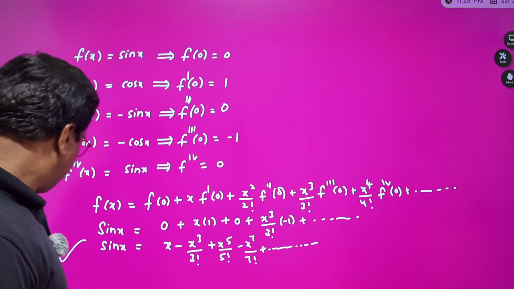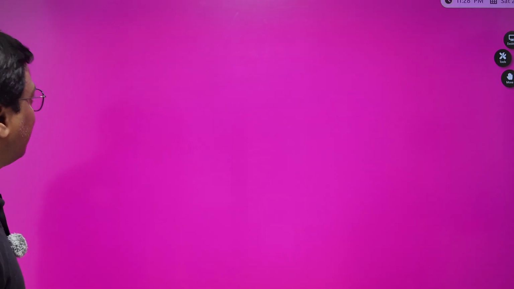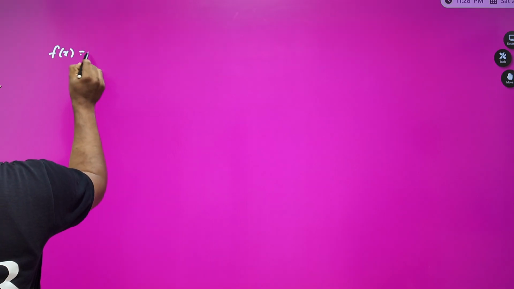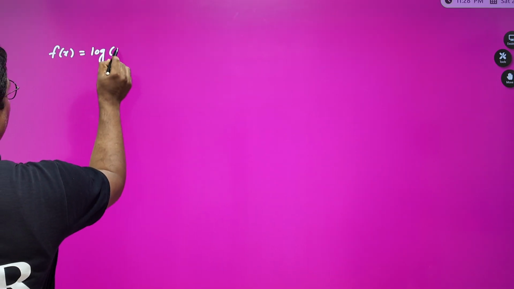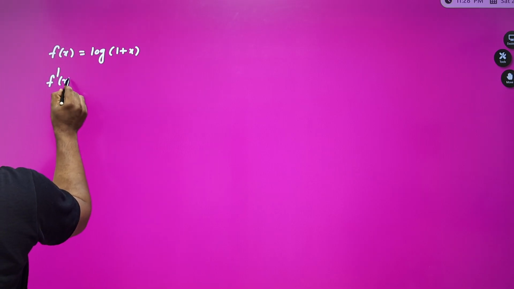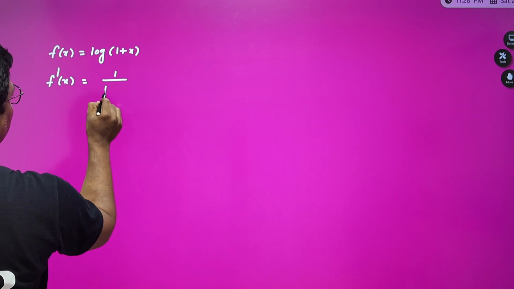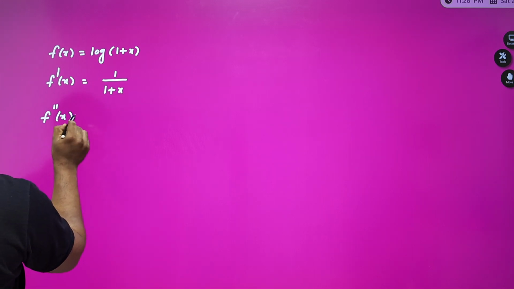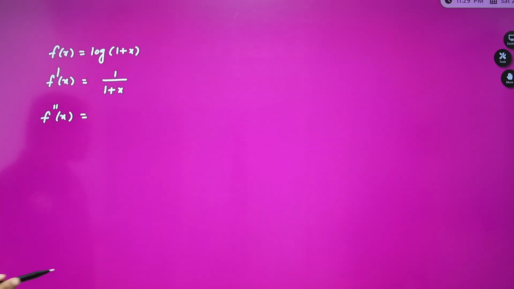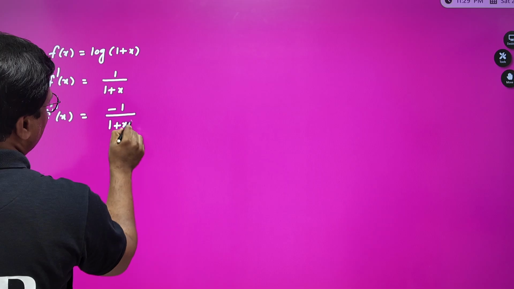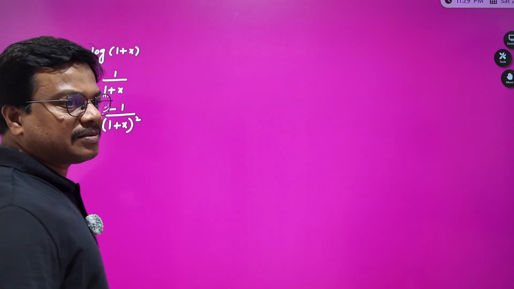Let us discuss the next expansion, for log 1 plus x. Suppose f of x equal to log of 1 plus x. Its first derivative is 1 by 1 plus x. Next derivative, 1 by 1 plus x derivative, minus 1 by 1 plus x whole square.